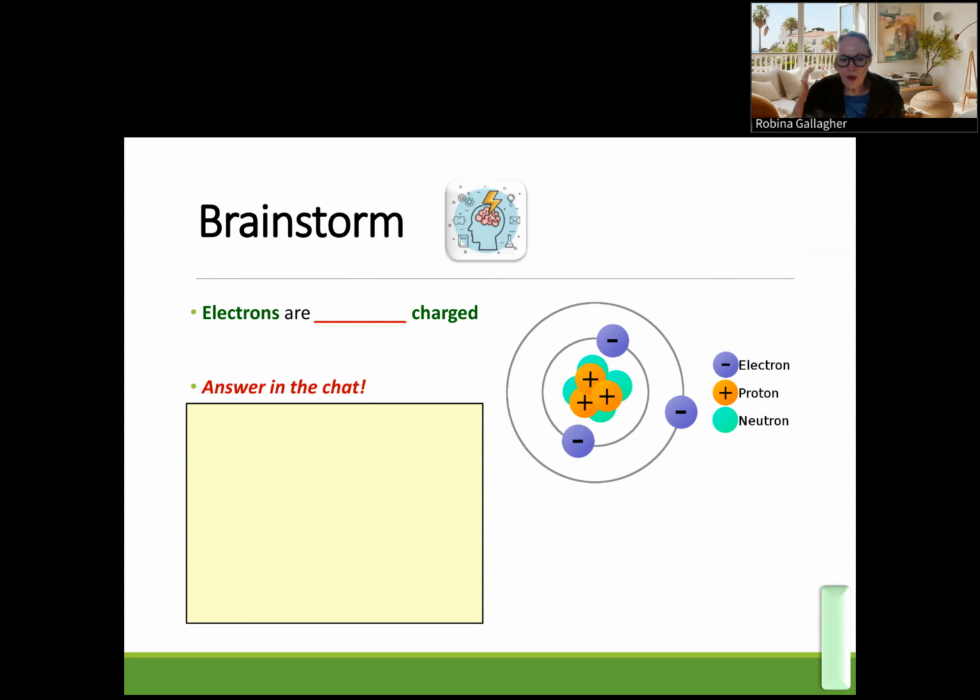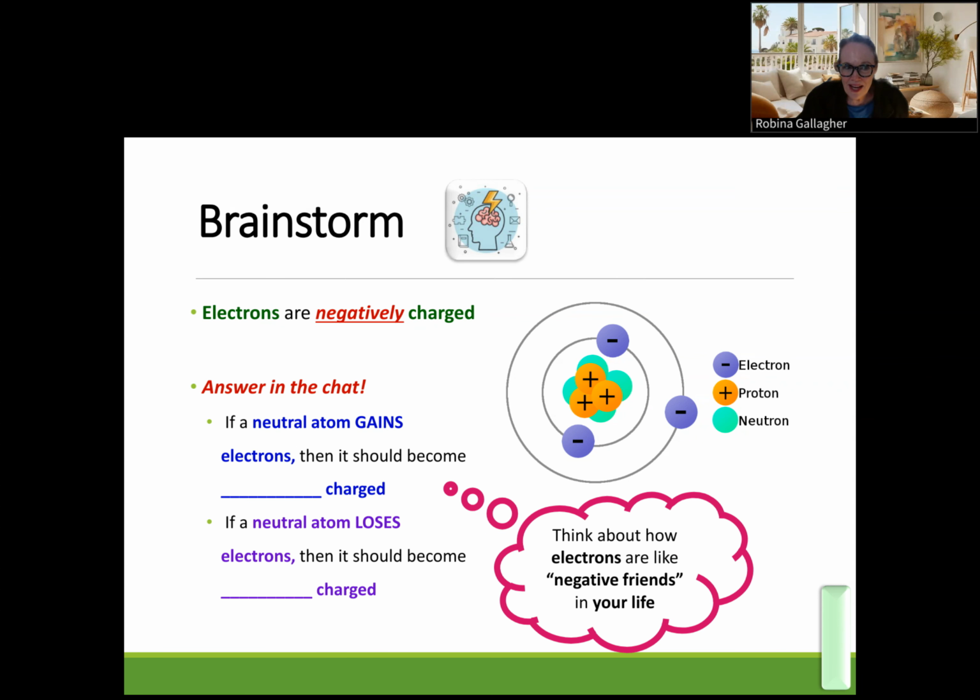Electrons, right? What kind of charge do they have? Are they positive or negatively charged? Let me know in the chat. What do you think? These electrons that orbit the nucleus, they're negative. Thank you, Australia and Yanni. Yeah, they're negatively charged.